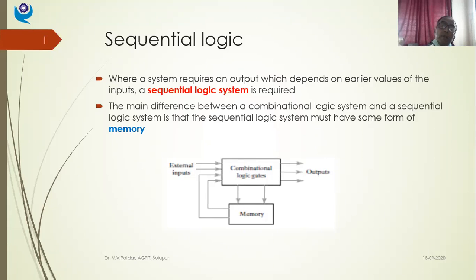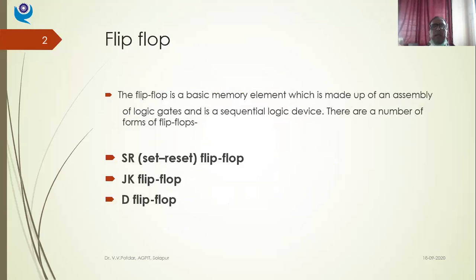So whatever inputs I'm going to give to the combinational logic gates, those outputs will be taken out, and whatever actions those were taken through logic gates, those will be memorized and those will be used in further operations. So this is the additional memory element used in sequential logic. Now there are various memory elements.